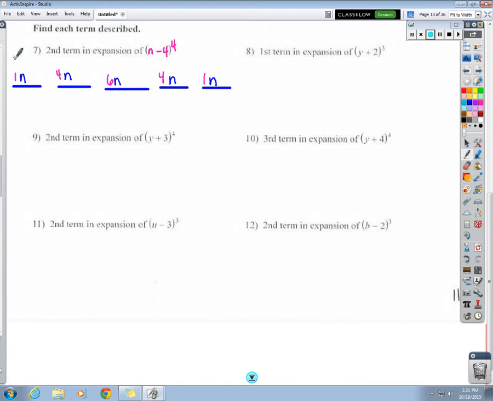Okay, and we raise the first one to the what power? 4. Right. And then you descend. Then we go to the second term, which is a negative 4, and we raise it to a 0, and then from there we go up.